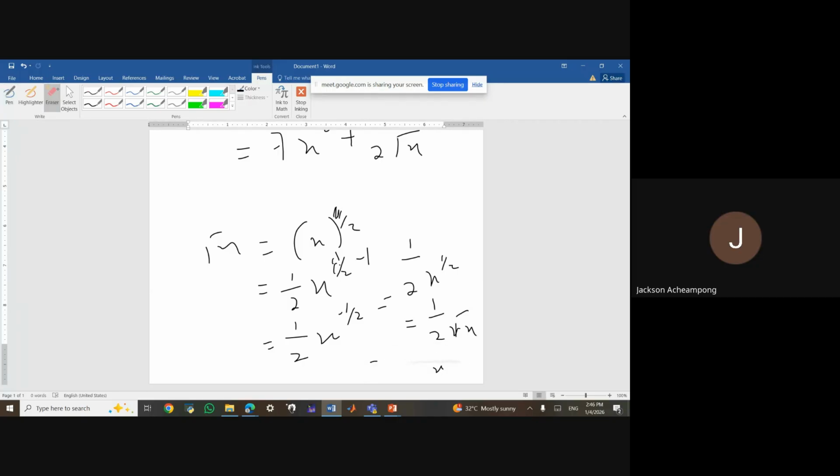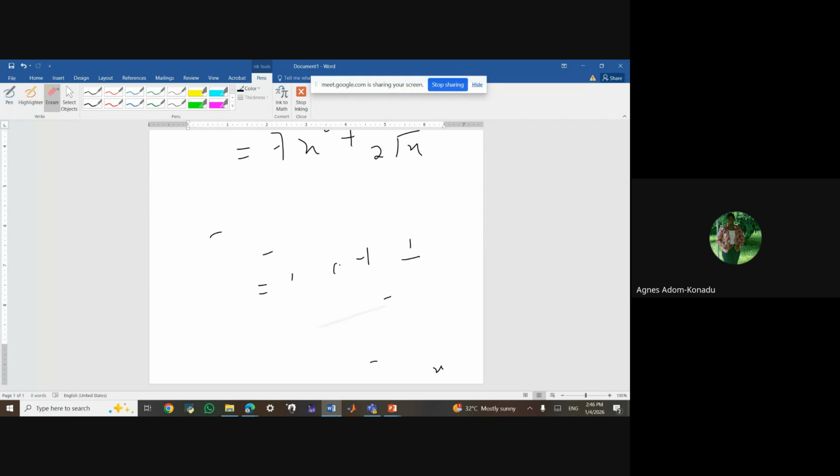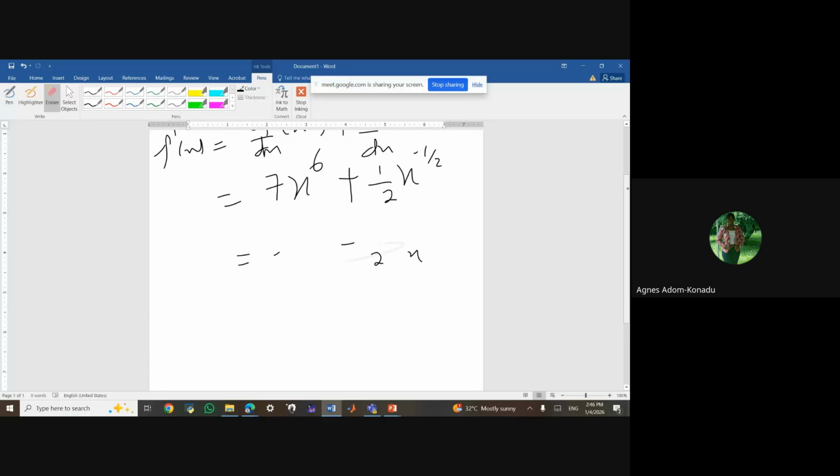Is it clear now? Let's proceed. Okay, so thank you. So that's the sum rule. You differentiate the first one, plus the differential of the second one. Okay. Clean my board.